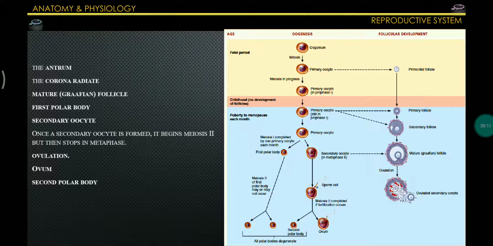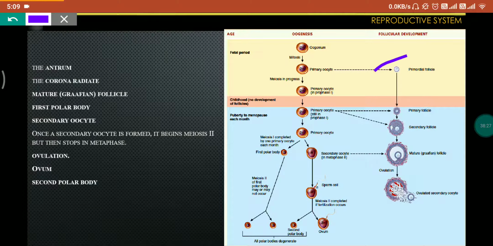Here, the primary oogonium in the fetal stage undergoes mitosis to produce the primary oocyte, which enters into the primordial follicle. When these primary oocytes come into childhood, many will degenerate by atresia, and when it enters the pubertal stage, the primary oocyte remains as it is, but the primordial follicle develops into the primary follicle.